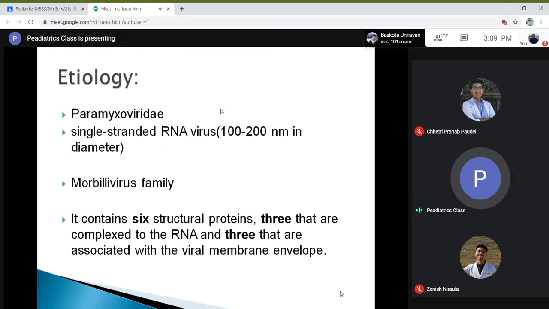Etiologically, this is a viral disease, as you know from the course of microbiology, a paramyxovirus, okay? It is a single-stranded RNA virus, around 100 to 200 nanometers in diameter, which is quite small. The genus is Morbillivirus. It contains six structural proteins: three are associated with the RNA complex and three are associated with the viral membrane envelope.